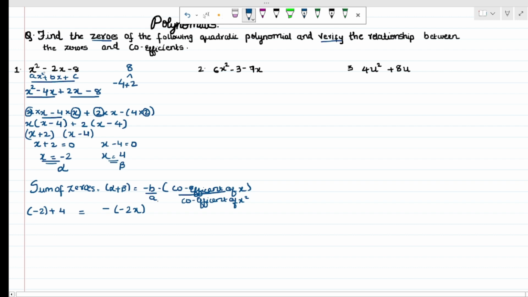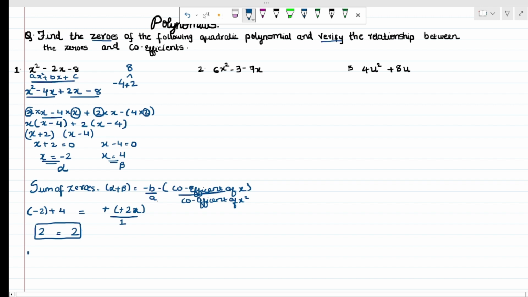As it is negative 2, this is my sign for b, upon what is my a? If there is no coefficient, you will write it as 1. So plus minus gives me minus, 4 minus 2 gives me 2, is equal to this; minus and minus are getting cancelled. So I got my answer as 2. So is this equal? Yes, it is equal. That means my sum of zeros is verified.